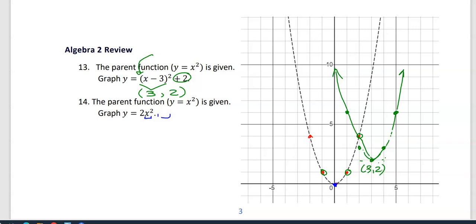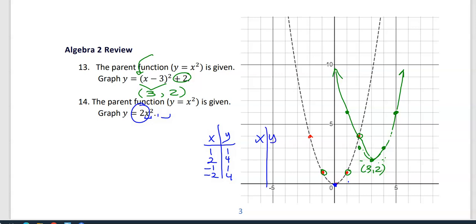But the difference here is the a value is 2, which means wherever the answer is originally, now it's going to be twice that. If I go over 1, up 1, the answer for 1 squared is 1. Now it's going to be double that. In the original function, I put in 1, the answer was 1. I put in 2, the answer is 4. I put in negative 1, I got an answer of 1. I put in negative 2, I got an answer of 4.